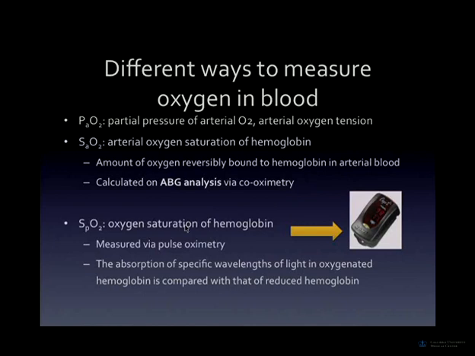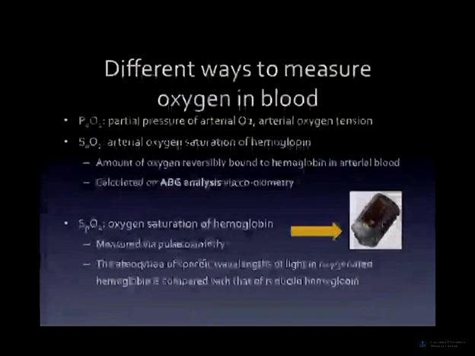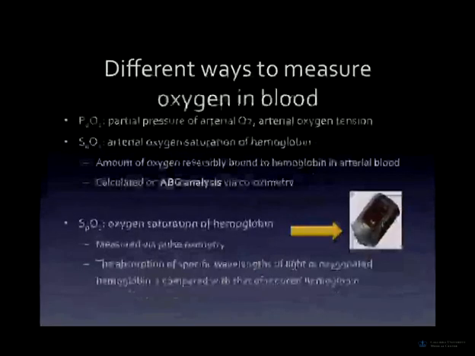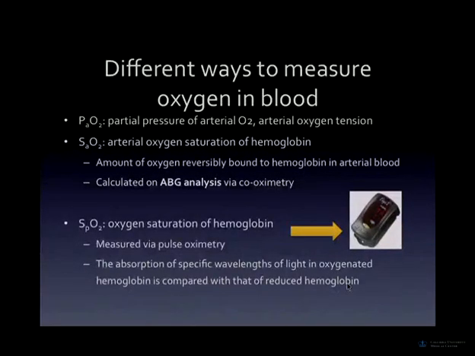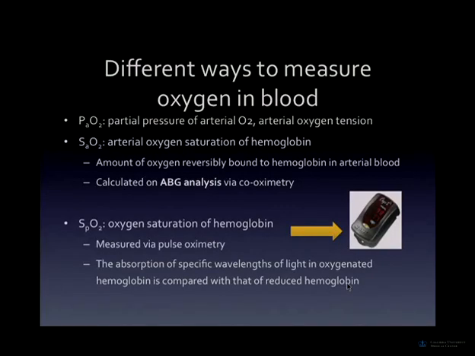So we've evolved non-invasive measures such as a pulse oximeter to give us more continuous data with less pain. And a pulse oximeter just has a probe that shoots out two wavelengths in the infrared and red range. Oxygenated hemoglobin and reduced hemoglobin absorb these differently, so you can calculate the oxygen saturation of hemoglobin. And there's very, very high correlation between the SpO2 and the SaO2.